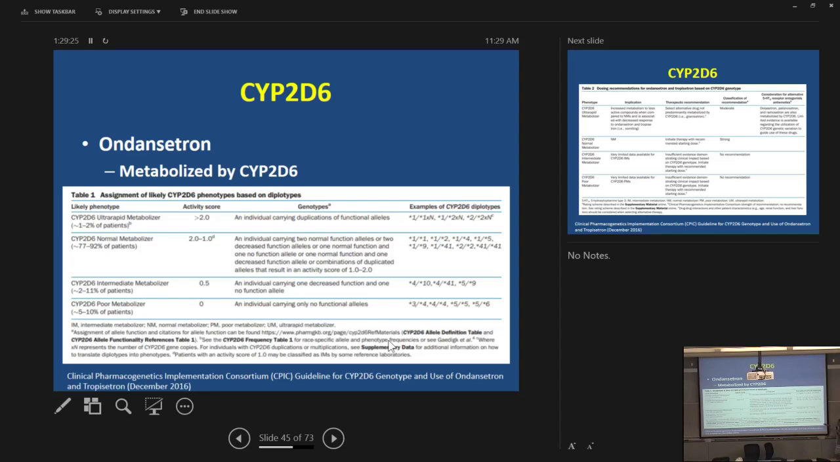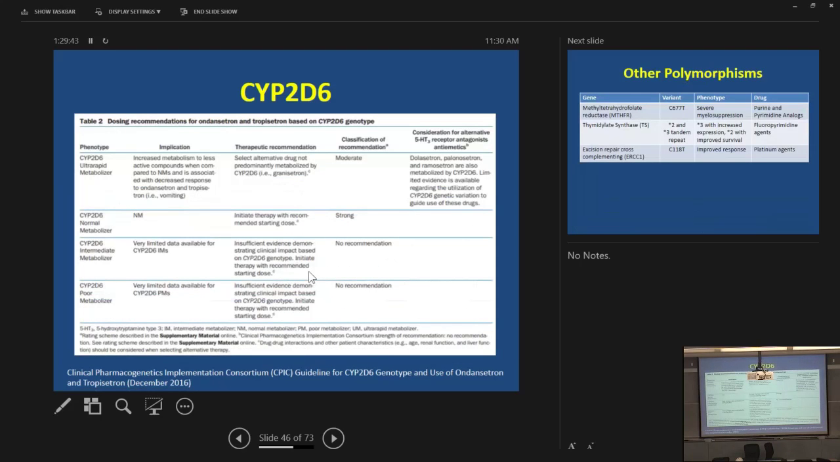Okay, so again, there are some CPIC guidelines here that look at what type of metabolizer you are, what type of activity score you would have, and then what that means from a genotypic standpoint. Okay. So if we look at their dosing recommendations here, if you're an ultra rapid metabolizer, what is their recommendation here? What are you going to do if you're an ultra rapid metabolizer of ondansetron?